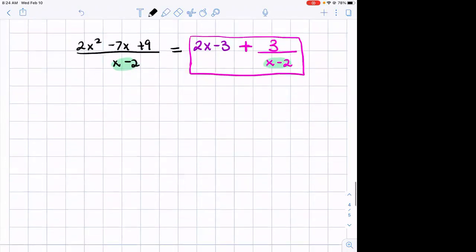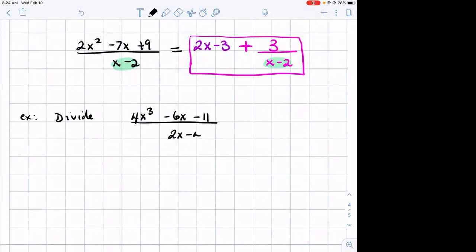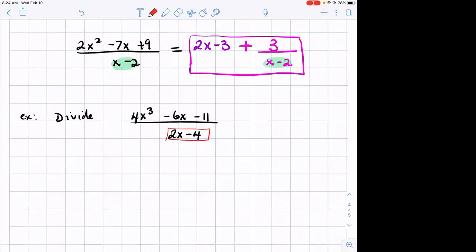Let's look at another example. Divide 4x cubed minus 6x minus 11, all of this divided by 2x minus 4. Notice that this is a binomial, so you have to do long division.